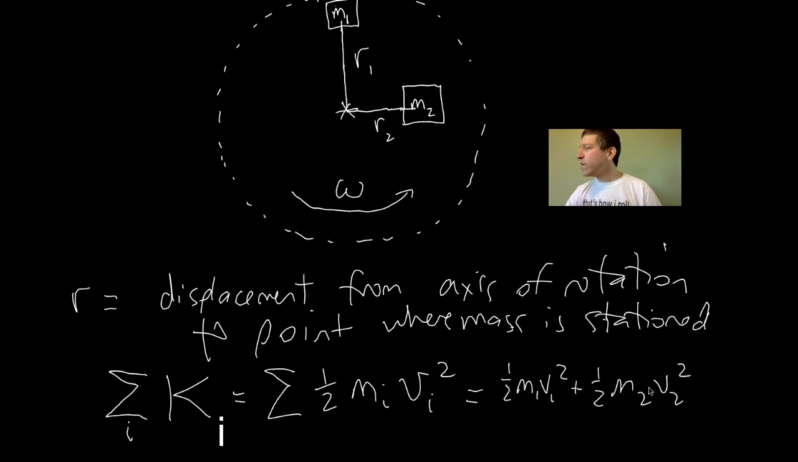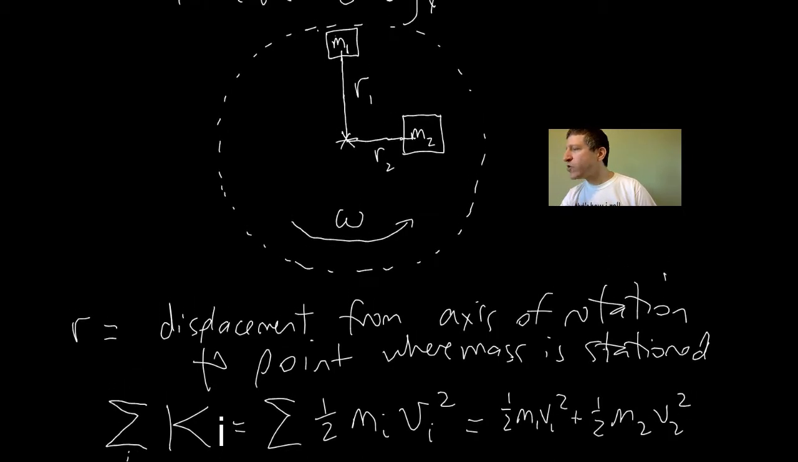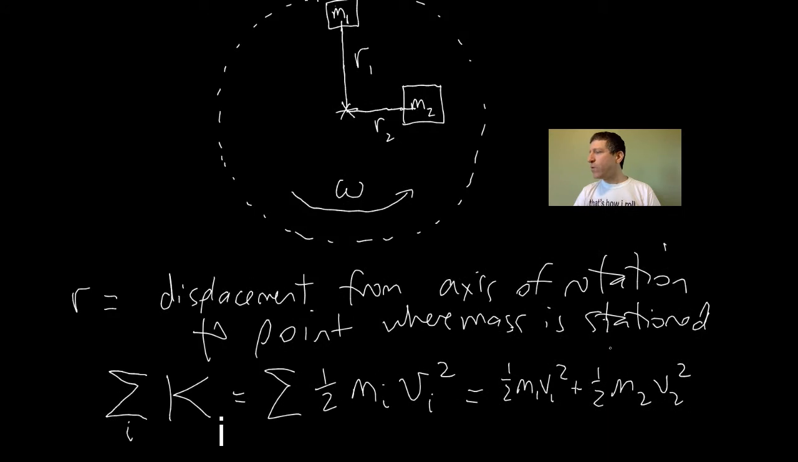Now, I'm doing this for a system of two objects on a massless disk. This can also be true for a system of infinite, really tiny objects. In fact, that's what we have to do when we're finding the moment of inertia of a solid object. We have to add up an infinite number of these. Physics 1 and 2 people do not have to do that. Physics C people do. We're going to have to do some integrating to add an infinite number of things. 1/2 M1 V1 squared plus 1/2 M2 V2 squared is the total kinetic energy of these.